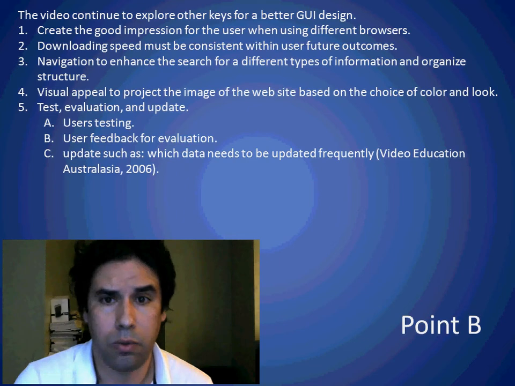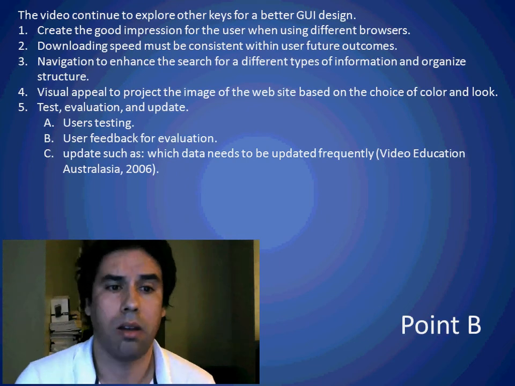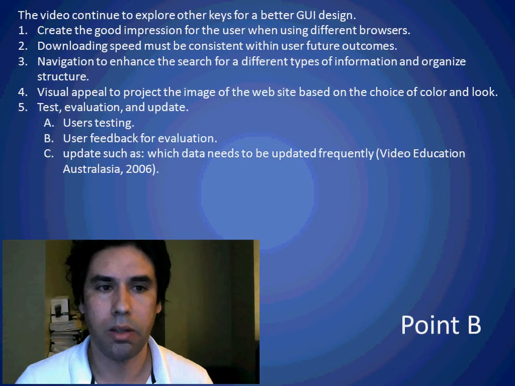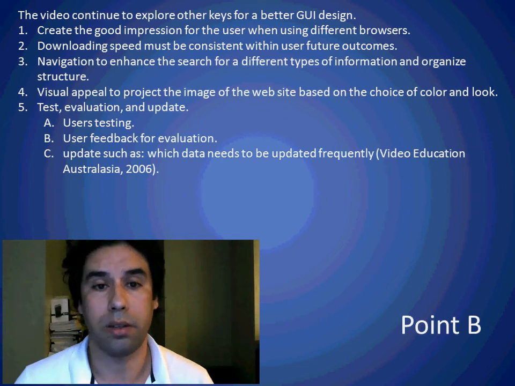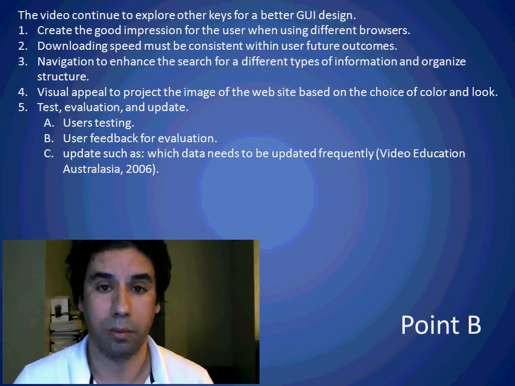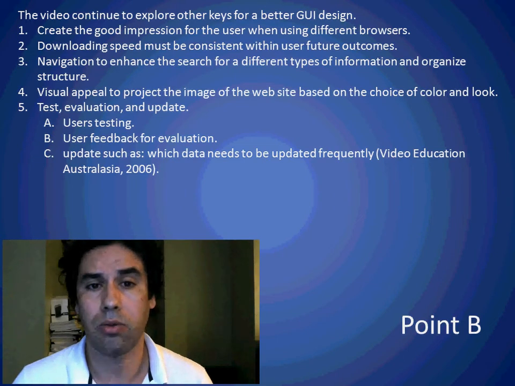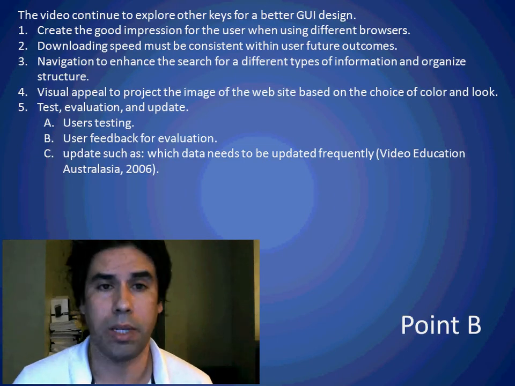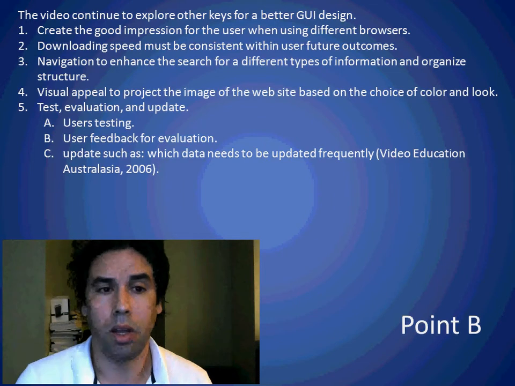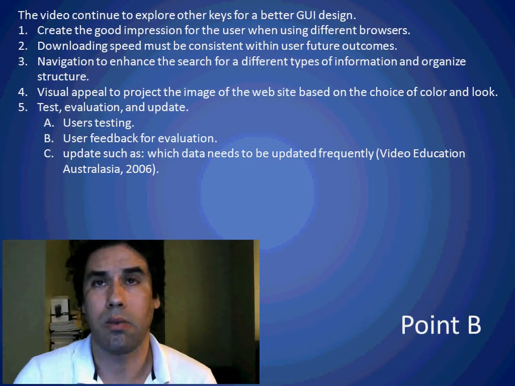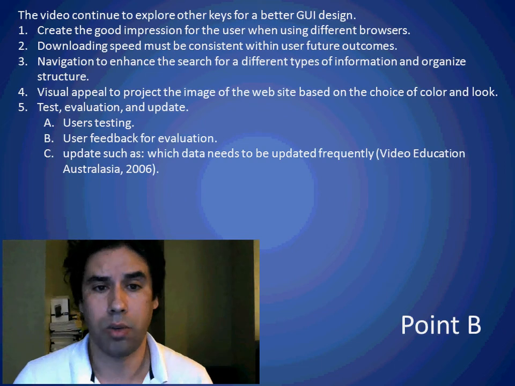Point B, the video continues to explore other keys for a better GUI design. There are five steps. The first, create a good impression for the user. Second, downloading speed must be consistent also with changes. Third, navigation to enhance the search for different information. Fourth, visual appearance to project the image, based on the choice of color and look. Fifth is composed of three parts: test, evaluation, and update.